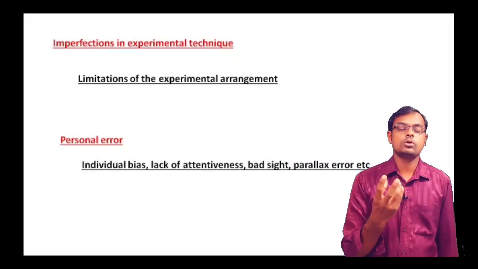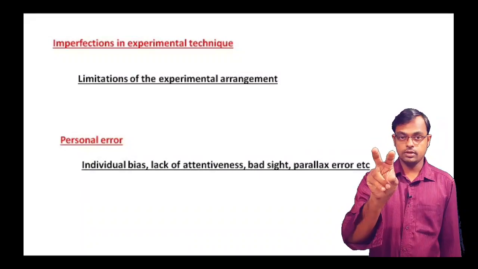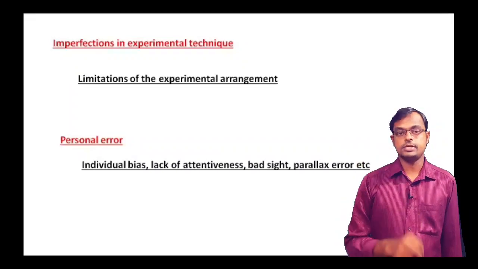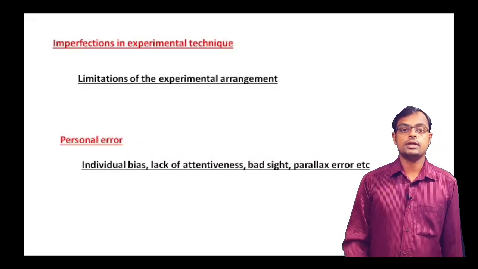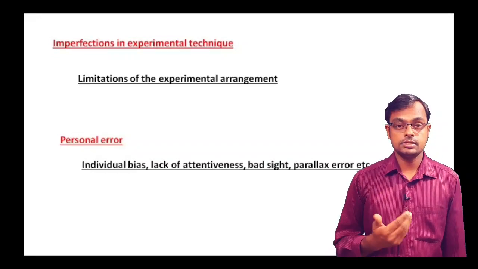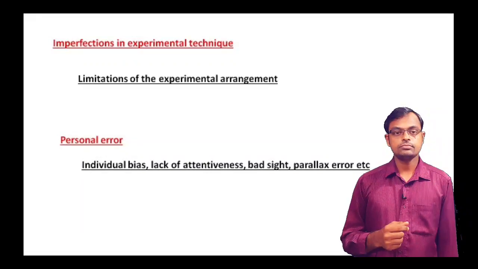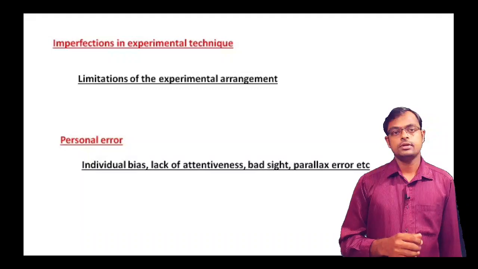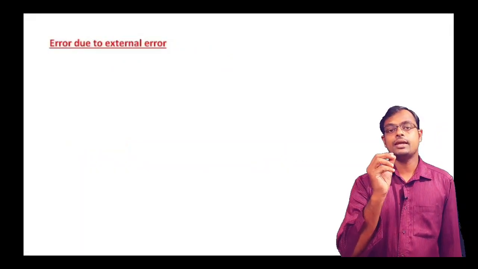So this error is called parallax error. Always while taking a reading, the eye level must exactly coincide. If that is not done, there is a slight chance of error, and that error is called parallax error. So this is coming under personal error. Now let's move to the next one, error due to external agency.